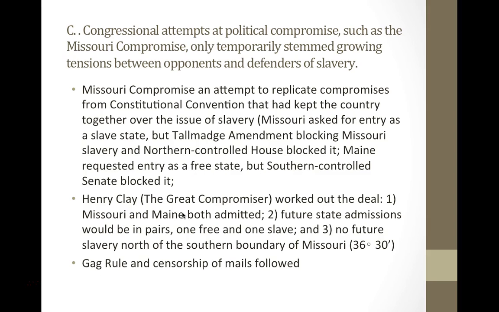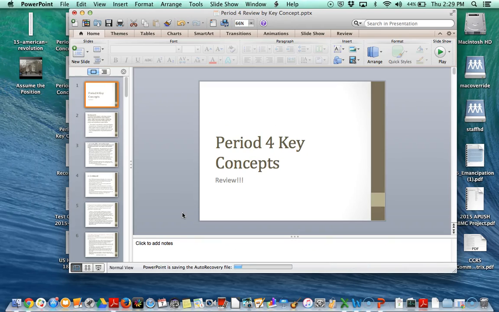All right. So again, Henry Clay is going to pop up to come up with this Missouri Compromise, which is going to bring in Missouri as a slave state, Maine as a free state. It's going to say that from now on we'll always have slave and free states coming in pairs. Nice idea, it just doesn't necessarily work. And the gag rule and censorship of that stuff's going to come.